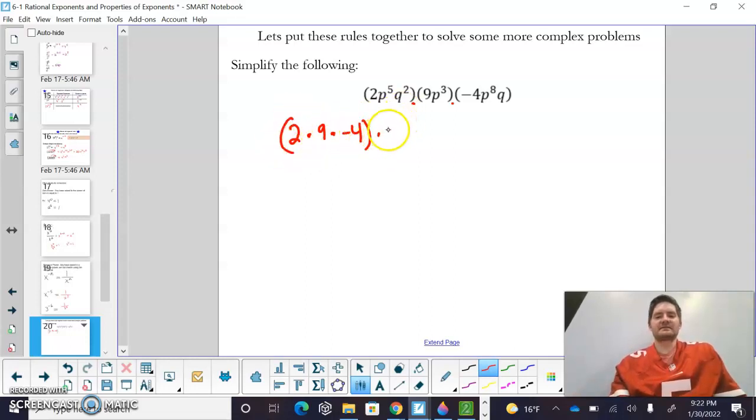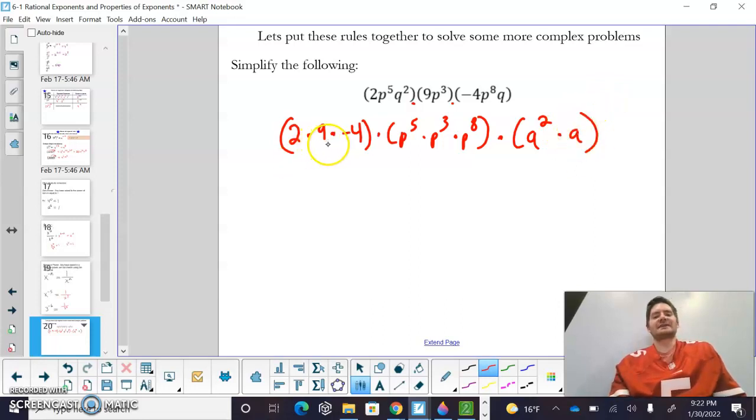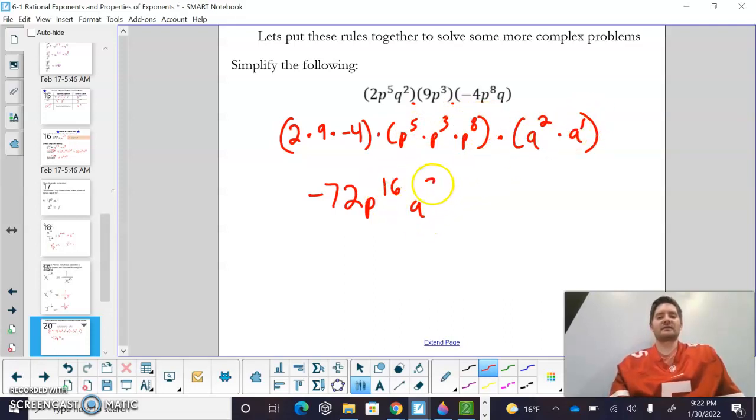Then we're going to put all the p's together, which is p to the 5th times p to the 3rd times p to the 8th. And then we're going to multiply all the q's together. So q squared times q. Then 2 times 9 times negative 4 is negative 72. For p, we add all this up. So we add 5, 3, and 8 together. We get the 16th power. And then we add 2 plus 1 to get 3.